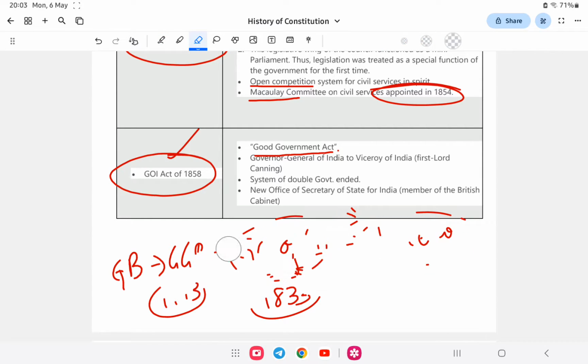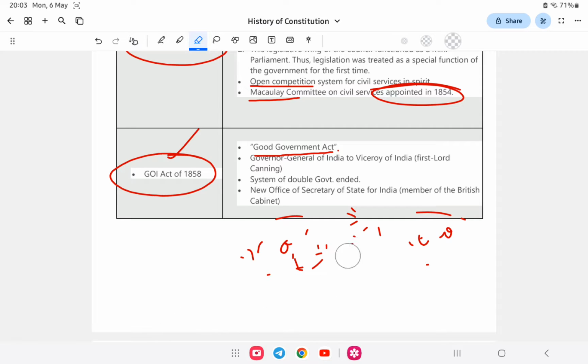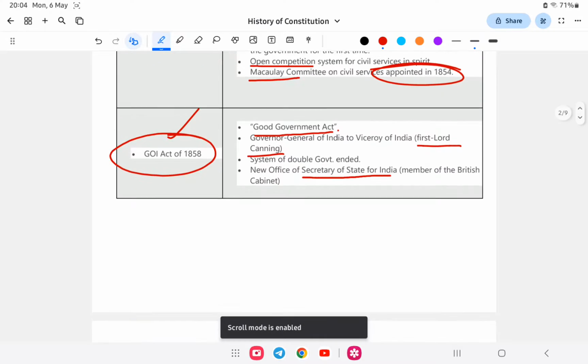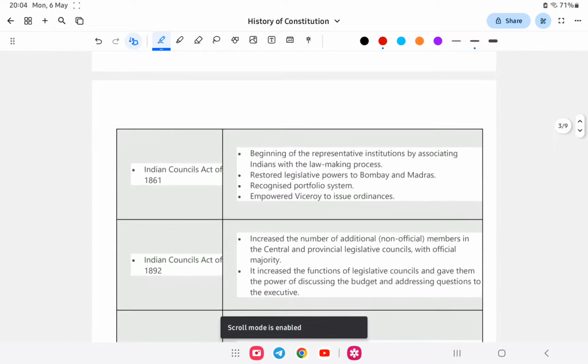So the question will come: who was the first Viceroy of India? The first Viceroy was Lord Canning. And they also appointed a Secretary of State for India. It will look after the affairs of the British in India.